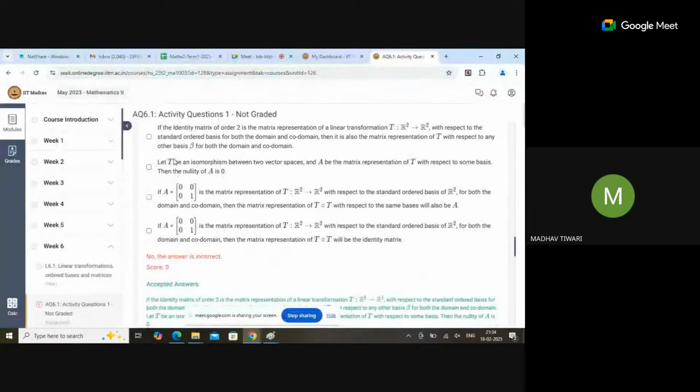In the next one, T is an isomorphism between two vector spaces and A is the matrix representation with respect to some basis, then the nullity of A is 0.